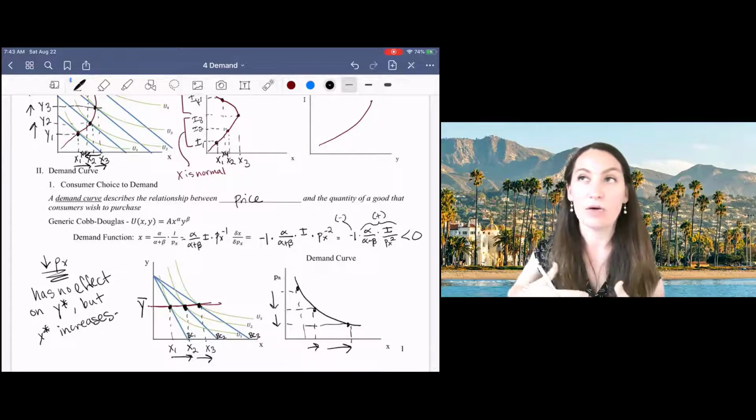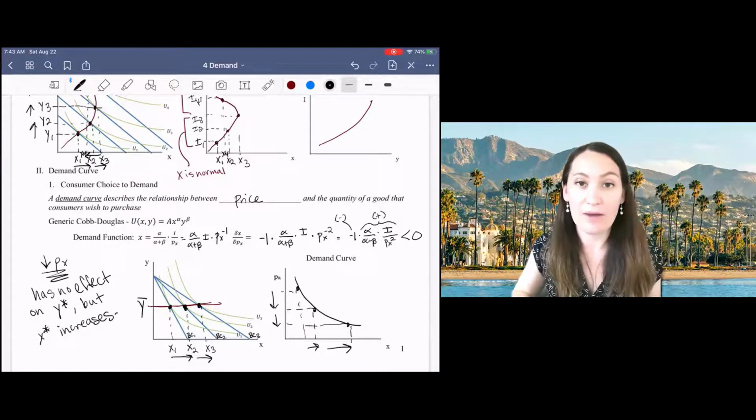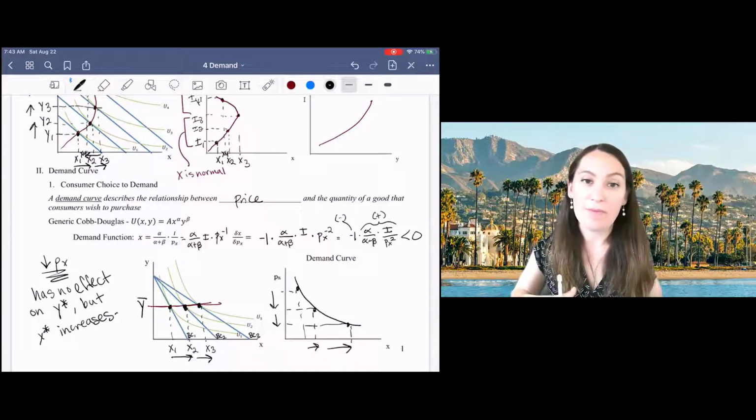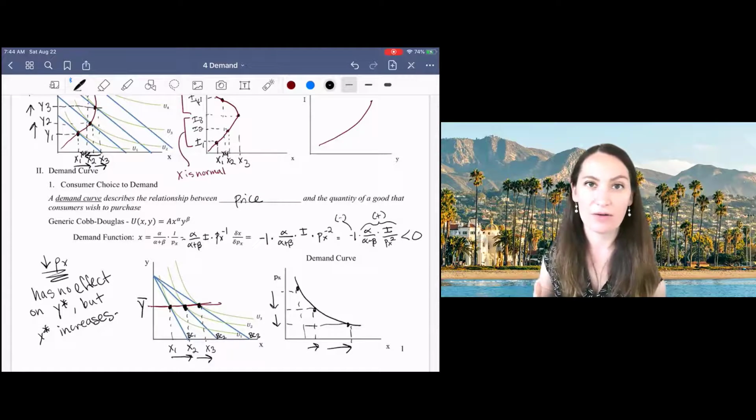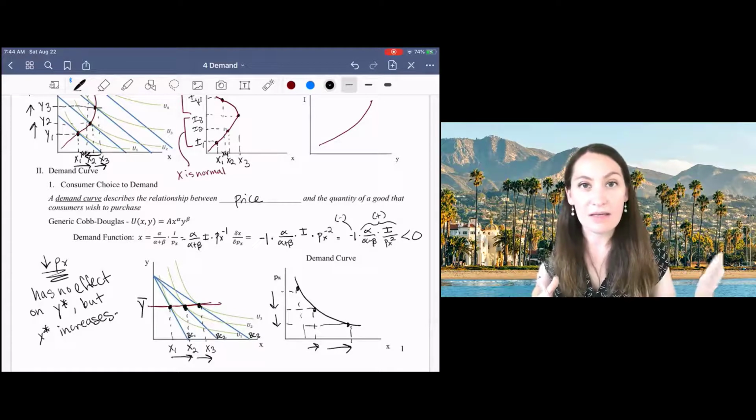Now, in your intro classes, demand was always linear, but here, demand does not need to be linear, and for Cobb-Douglas, it's not linear. So, we don't have a straight line, and that changes some of our assumptions about what is the elasticity of demand and what does it mean to move along the demand curve. But we'll get to that in a little bit.